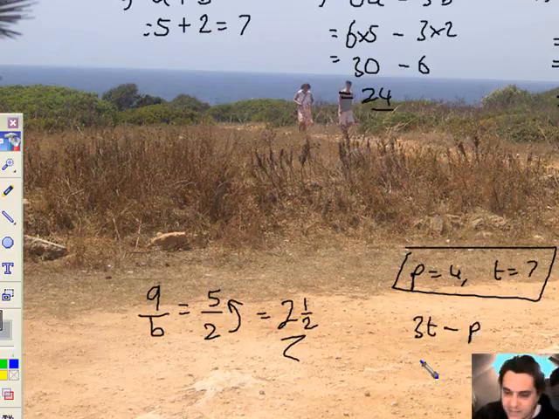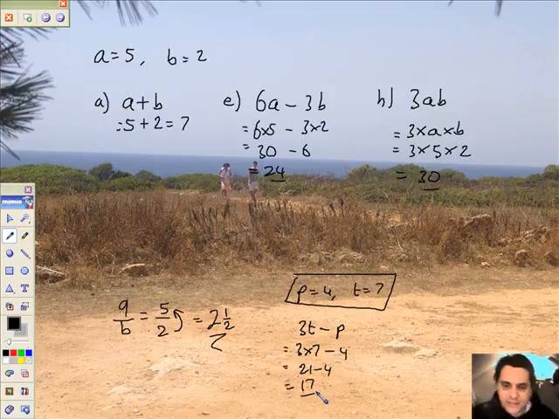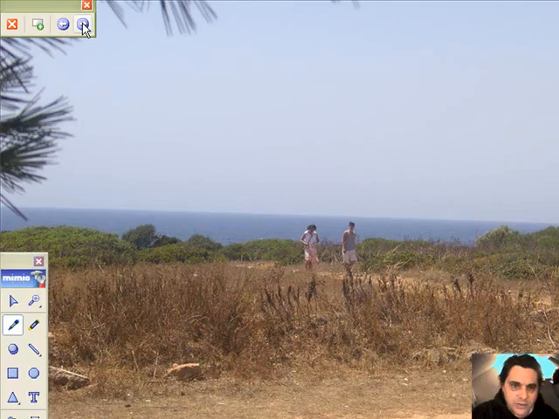Alright, so 3T means 3 times 7, because there's the T. I've got to take away what P's worth. Take away 4. Well, 3 7s are 21. Take away the 4. Answer 17. Very, very easy, yes? Turning over, do a couple more like that. I've got here, here's a nice one.